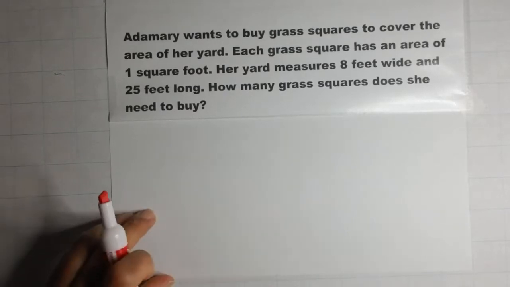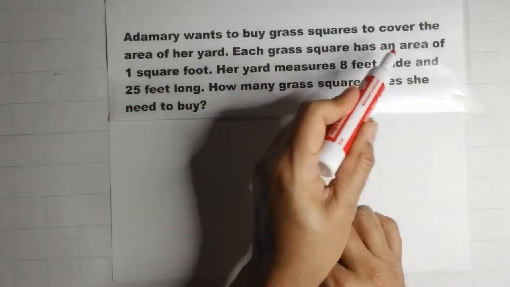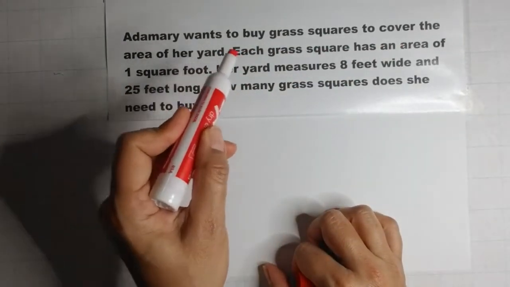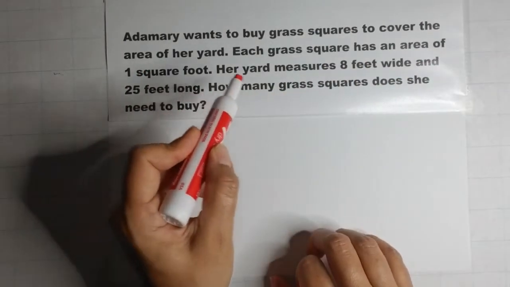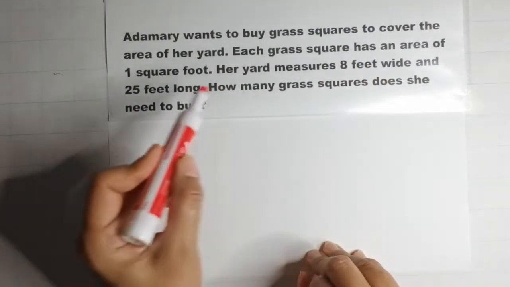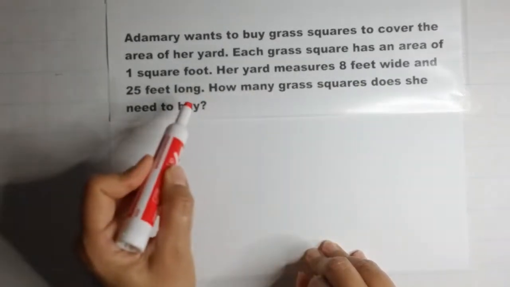Today we're going to be recalling how to solve a problem. So the first thing we have to do, of course, is to read the whole problem. So let's do it. Adamari wants to buy grass squares to cover the area of her yard. Each grass square has an area of 1 square foot. Her yard measures 8 feet wide and 25 feet long. How many grass squares does she need to buy?